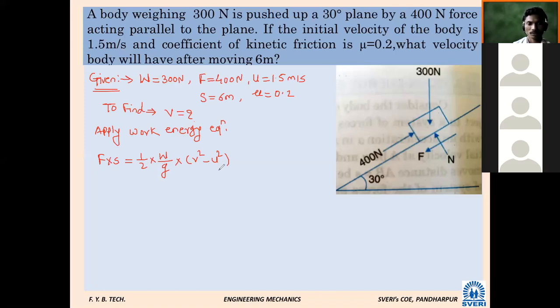Now see what will happen. What are we supposed to find? V. U is known. W is also known. All things are given.